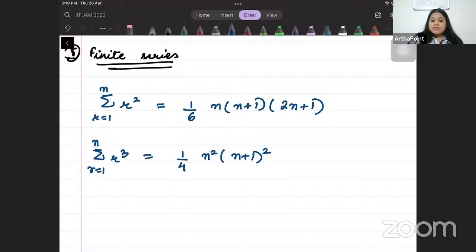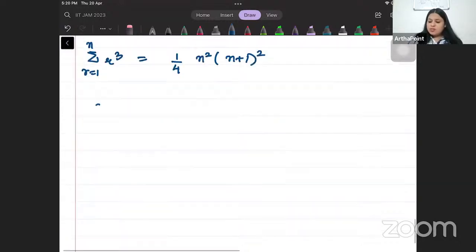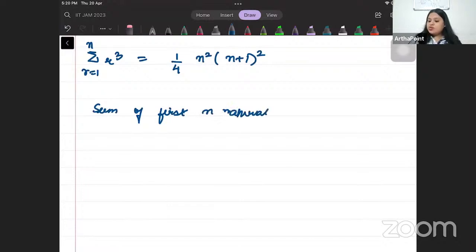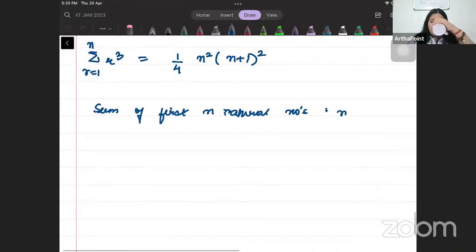यूजुअली क्या होगा, sometimes they will ask you a question of probability, बट उसमें कहीं पर सम ऑफ फर्स्ट एन नेचुरल नंबर्स का यूज हो जाएगा, राइट? So in that case you should know that. सो द सम ऑफ फर्स्ट एन नेचुरल नंबर्स भी लिख लो एक बारी. Sum of first n natural numbers, and this is given by n(n+1)/2. ठीक है, ओके. तो ये हो गई हमारी फाइनाइट सीरीज.